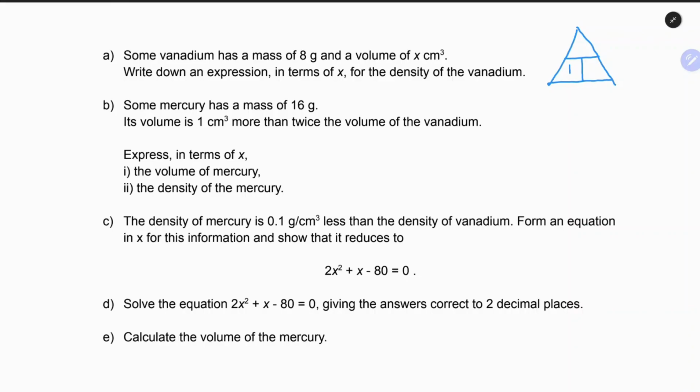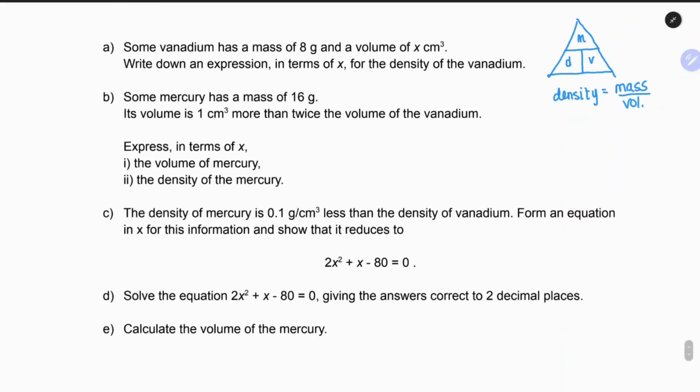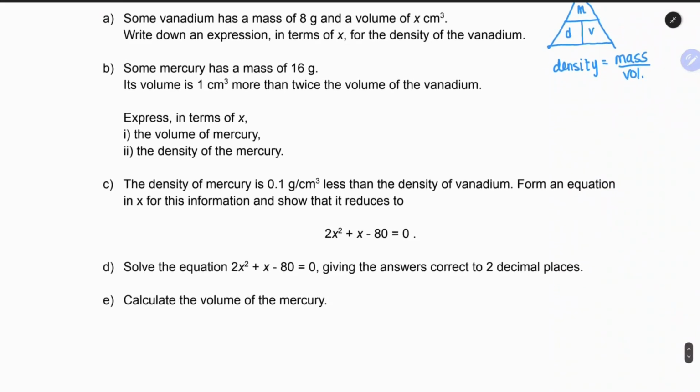Density, I think it's a small d, mass and volume. So what it's basically asking for is what the density of vanadium is, and we already know that density is equal to mass over volume, even deriving it just from this triangle here. So let's write it down below here.